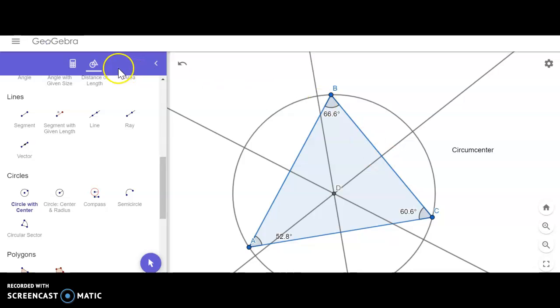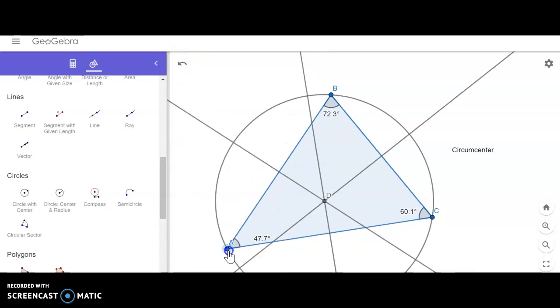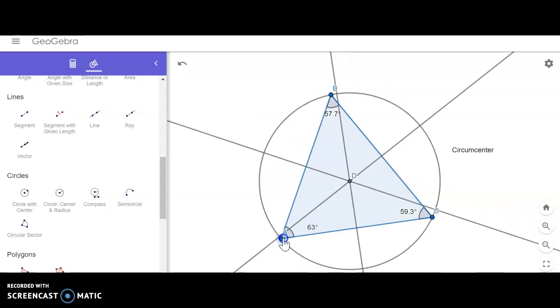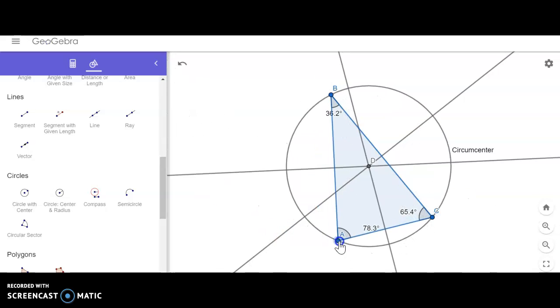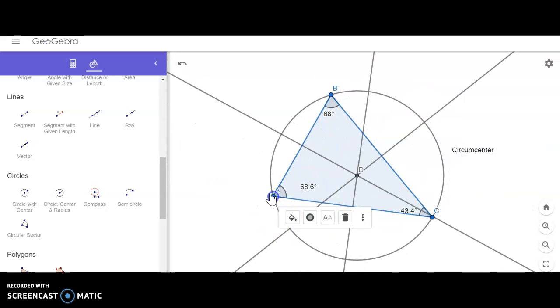And what we can remember is that every point on this perpendicular bisector is the same distance from these two. So these 2 points, A and C, are the same distance from D. But every point on this perpendicular bisector is the same from C and B. And so it's also the same from there. And so whenever we move this around, that point D, the circumcenter, will always be the same distance from the vertices.